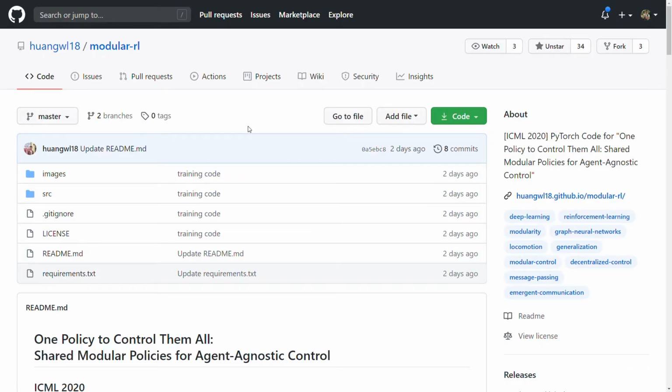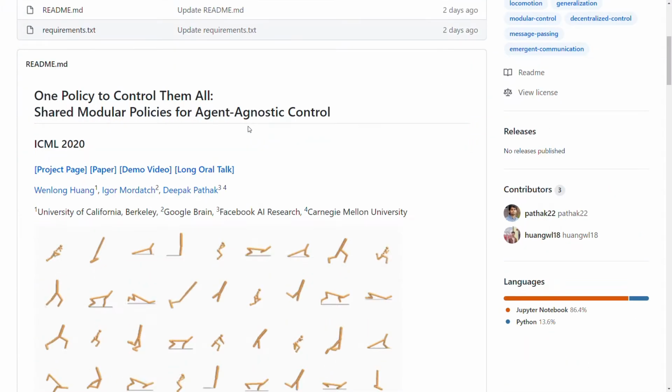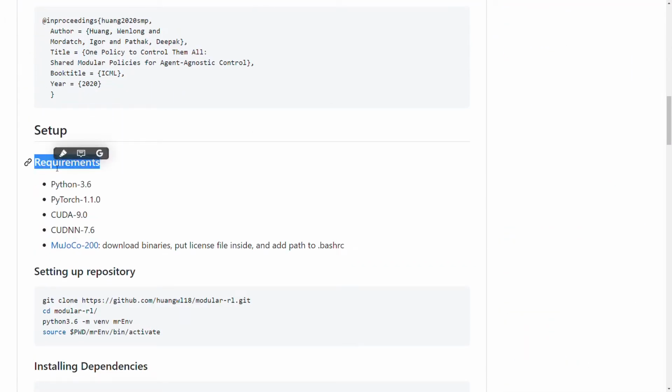And now let's look at the implementation of this paper. I should say that the code is very well organized, and it can even serve as a template for my future work, I think. This is the GitHub repo of this project, and these are the requirements. And I should point out that I have CUDA 10.1, and I also successfully installed this project. So just go ahead and give it a try.